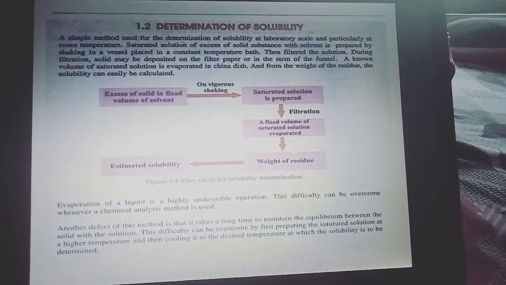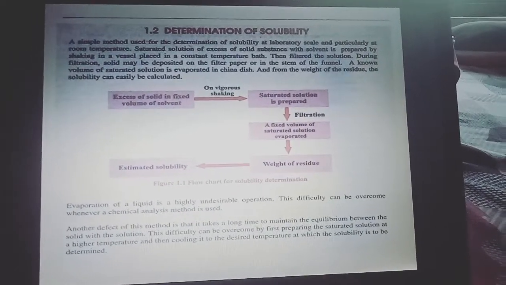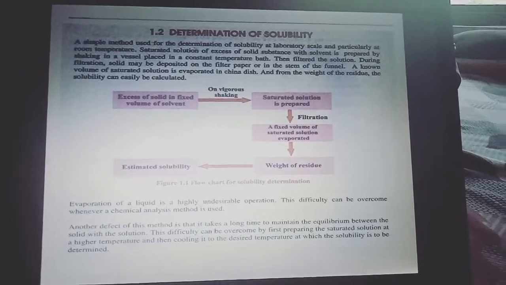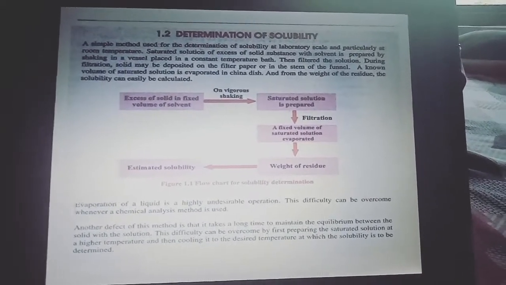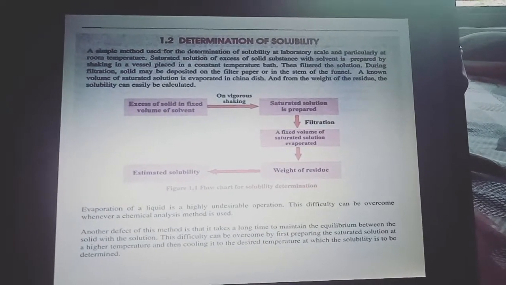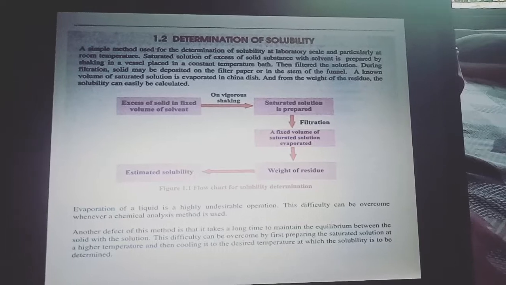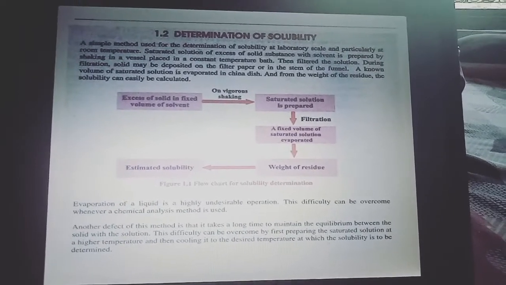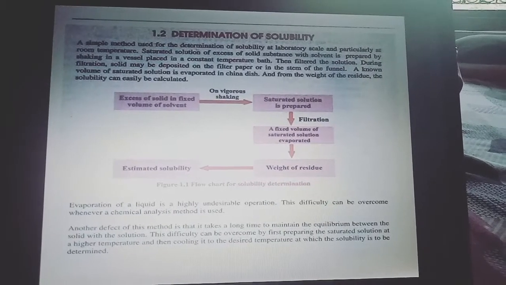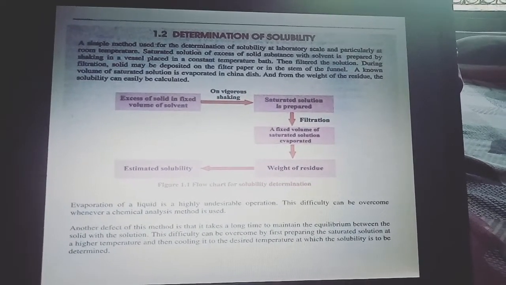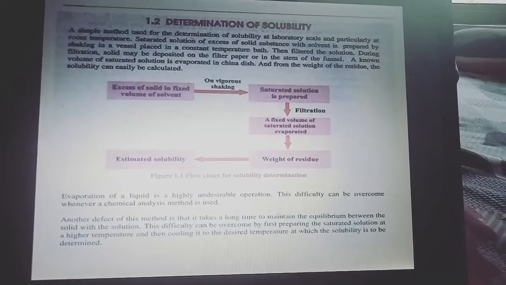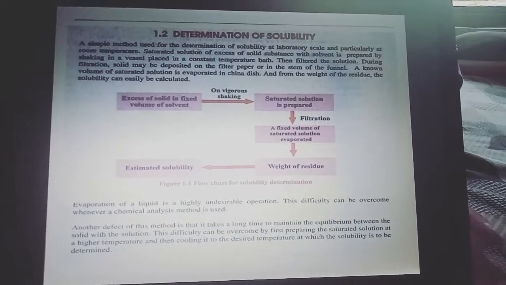Okay, during the filtration, the solid may be deposited on the filter paper, or in the stem of the funnel. You have seen the filtration process, na? A known volume of saturated solution is evaporated. Okay, we will evaporate it in the china dish. Then after that we will weigh the residue that is left, and solubility can be calculated. Okay, this is a flow chart of solubility determination which I have explained to you.